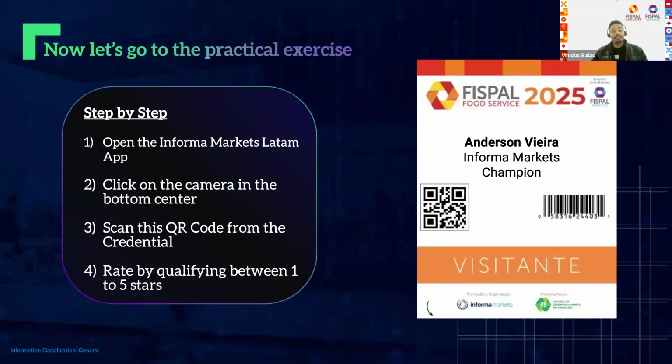Now let's go to a practical exercise. You can just scan this QR code. This is a template of a QR code that we are going to use during the event. So you open your app, you click on the QR code icon in the bottom center. You scan this QR code and you're gonna rate it by qualifying between 1 to 5 stars.